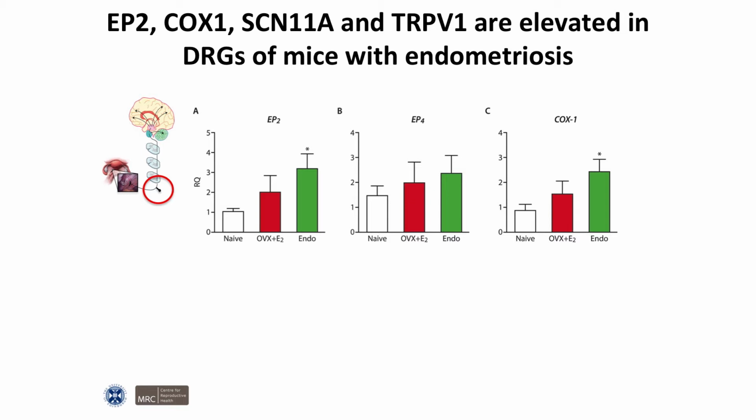And we found that the EP2 receptor and COX-1 were upregulated in the dorsal root ganglia of mice with endometriosis, as were two nociceptive genes, so SCN11A, which is a voltage-gated sodium channel, and TRPV1, which is the capsaicin receptor. And both of these are important in nociceptive pain, and they were both upregulated in the DRGs.